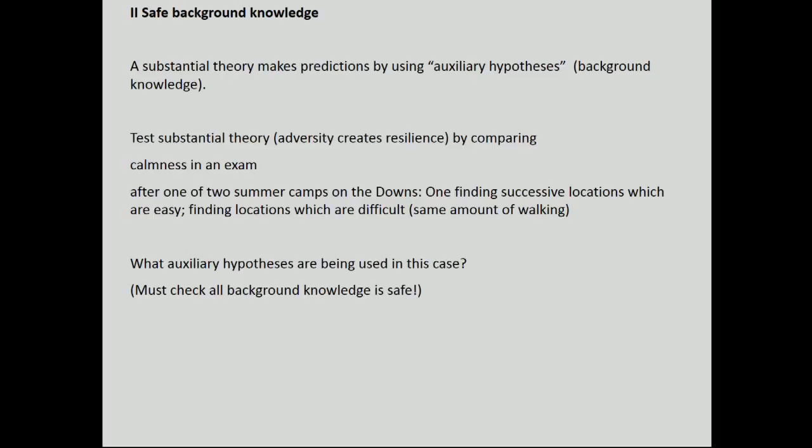So you have some manipulation of adversity, you claim, and you have some measure of later resilience, say calmness during an exam. And you say, this is how I'm going to test the substantial theory. But certain assumptions are made in using this as a test of the substantial theory. And those assumptions are called the auxiliary hypotheses. Or Popper called it your background knowledge that you're using.